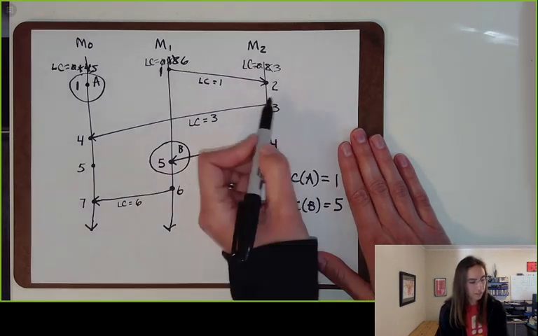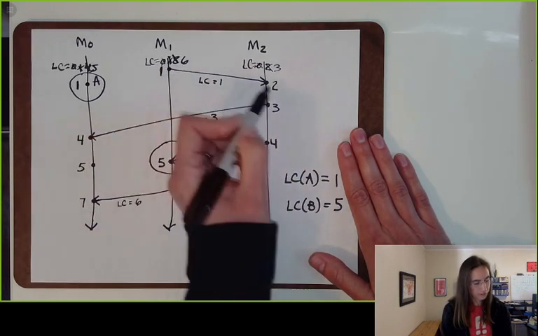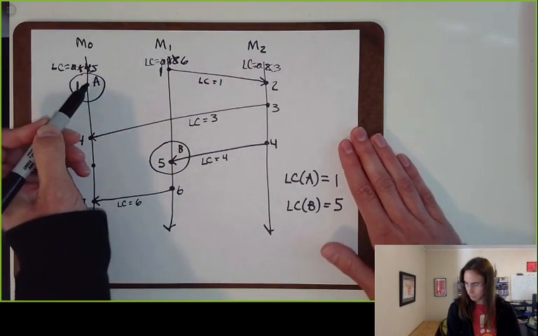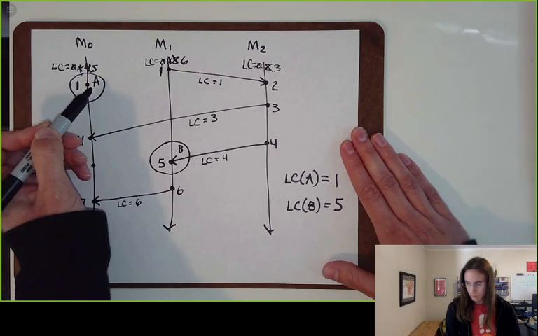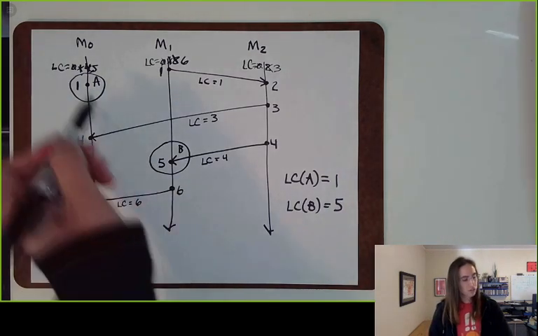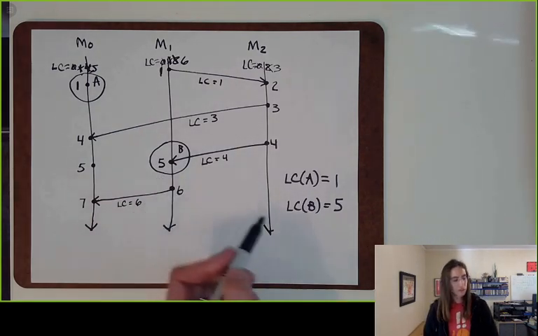I could start here and get to B, or here, or here. But I can't get there from here, right? So in this picture, you cannot reach event B from event A. So you cannot say that A happened before B, even though its Lamport clock is bigger.